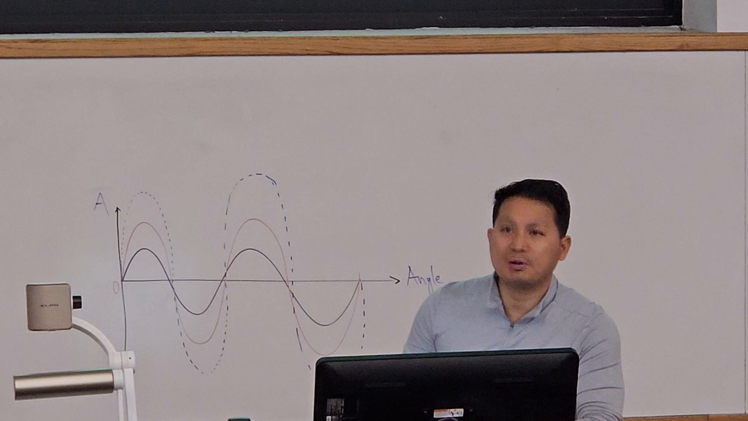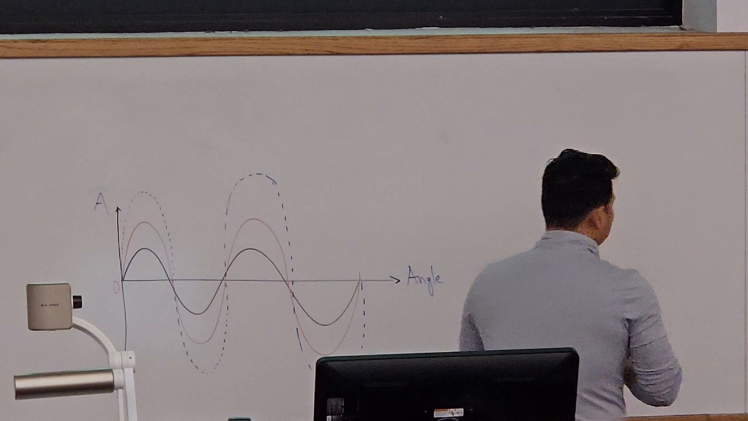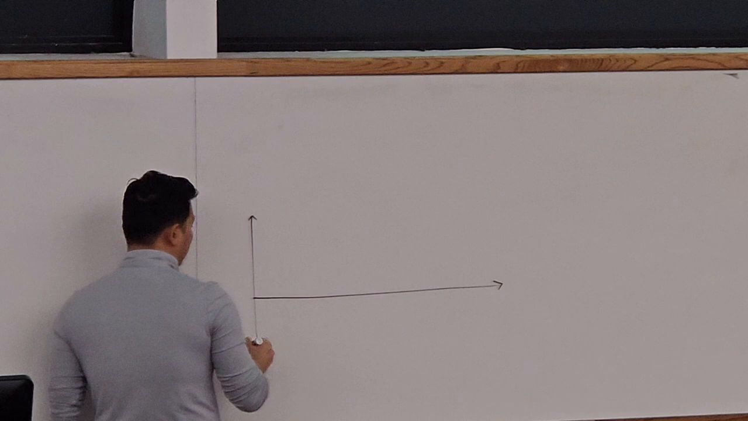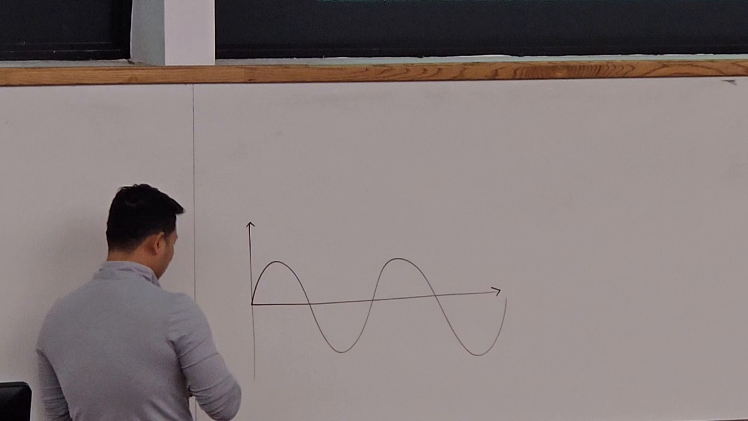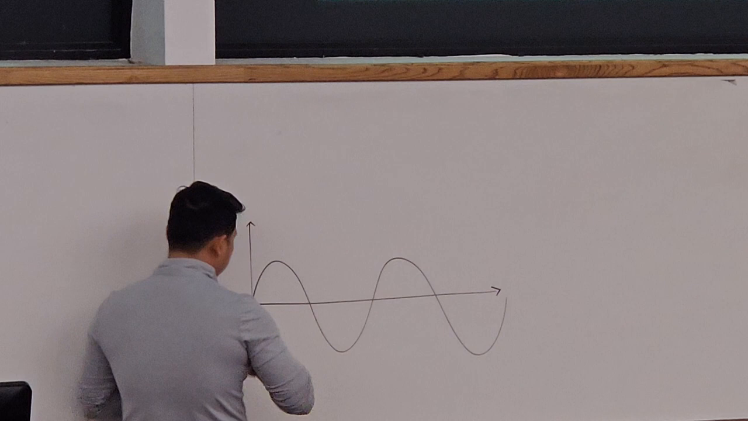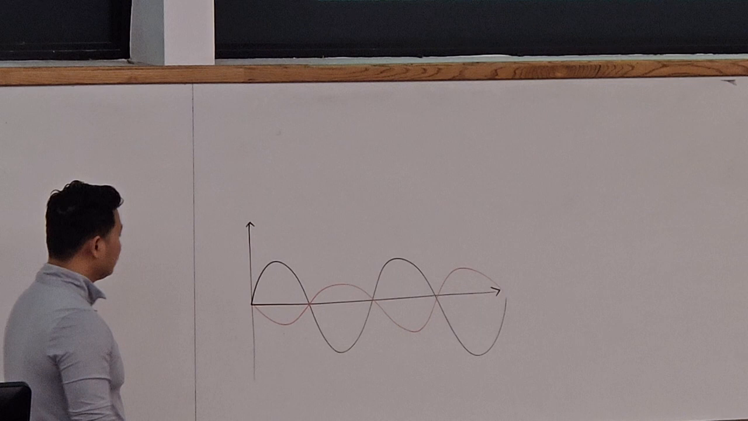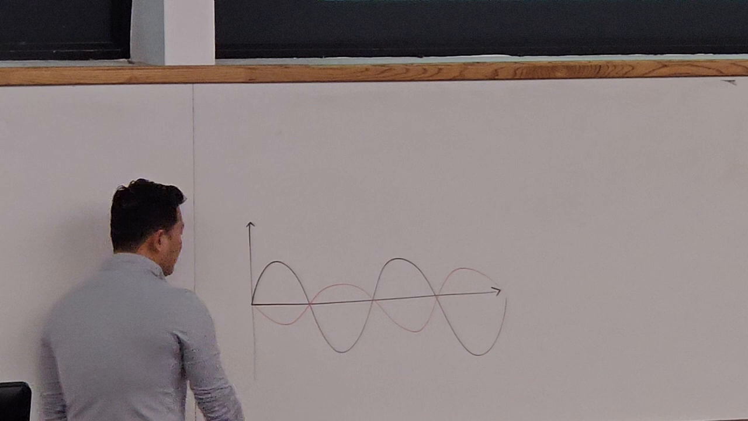Let me give another scenario. You have the same thing, but at this time you are out of phase. So let me represent it like this. But you are out of phase. Let's say your second wave. You have two waves, one is represented by black color, one is represented by the red color.